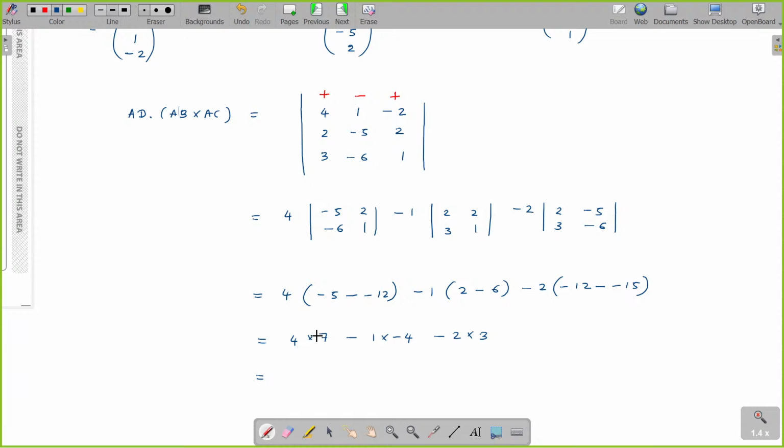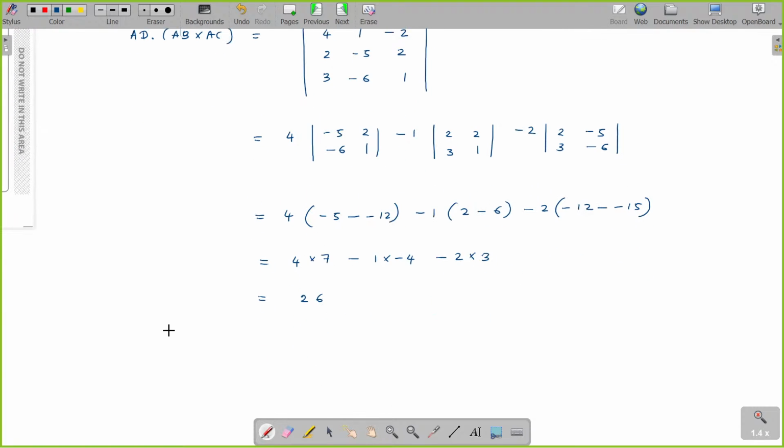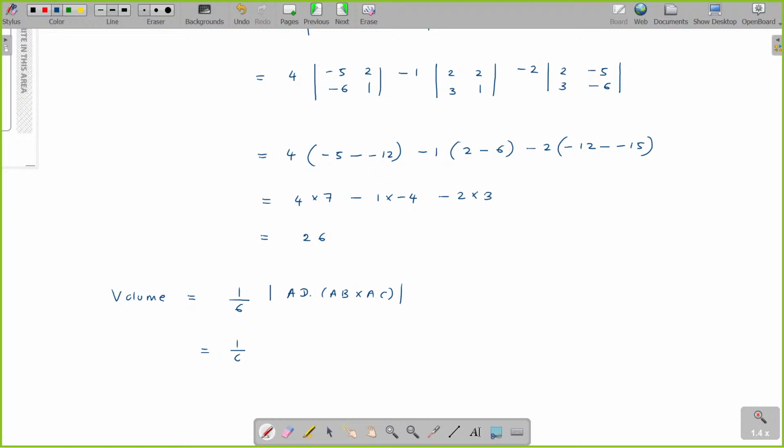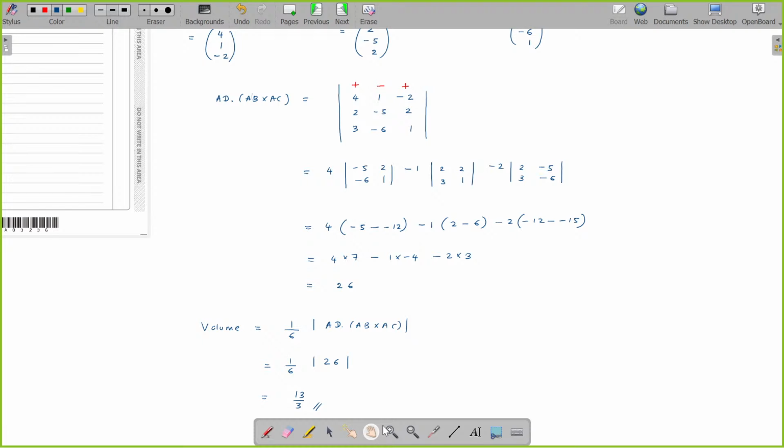Yes, 26. Lahiru, is this okay? Yes, ma'am. Okay, and then this is not the final answer. The volume is? Yeah, because you have to take the modulus of it. So 1/6 of modulus of AD dot AB cross AC, right? Now even if my scalar triple product was negative, it needs to be inside the modulus, so you have to take the magnitude. Here I'm not having any problem with a negative sign. So all you have to do is 1/6 of modulus of 26, which is 26. So 1/6 of 26 is 13 over 3. So this is the volume. Okay? Is this clear?